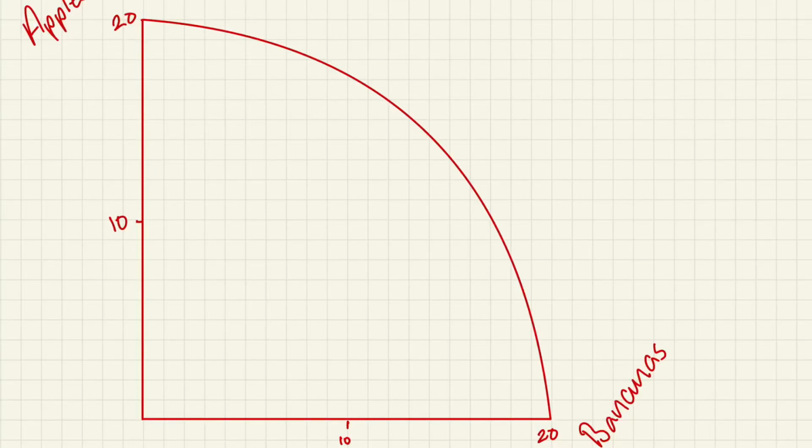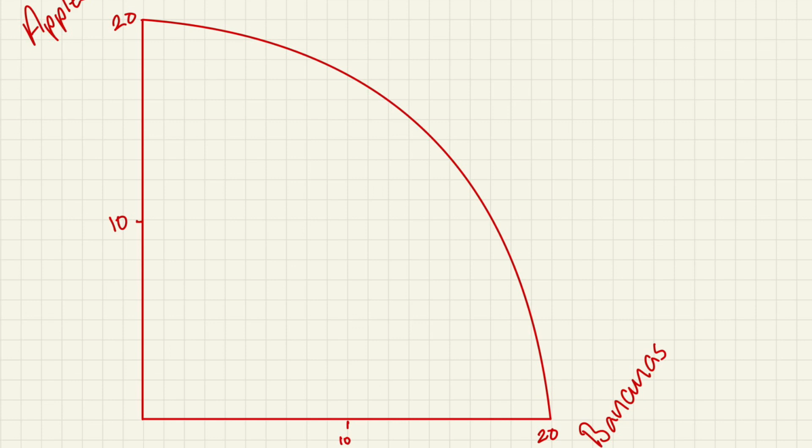So in this video, we're going to talk about why some PPCs are curved. Now we can see straight line PPCs. They show a constant opportunity cost. On a curved PPC, such as this one, the opportunity cost is varying along the length of the PPC.